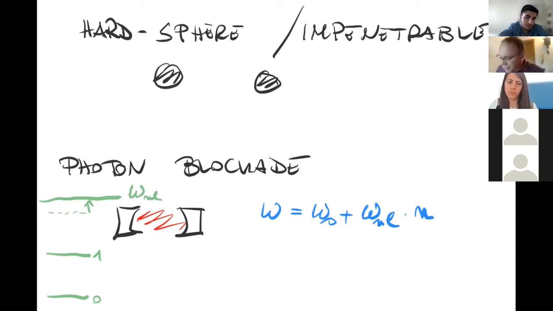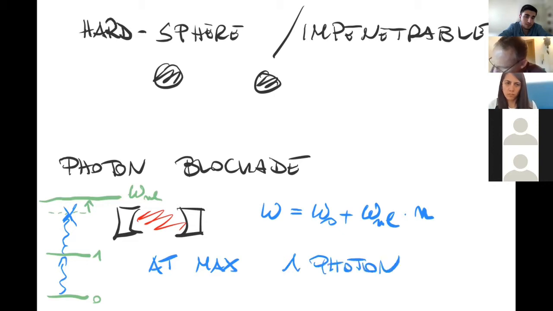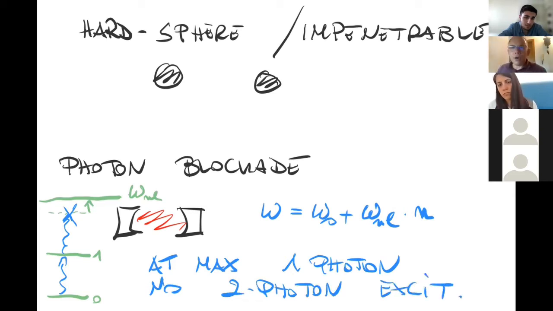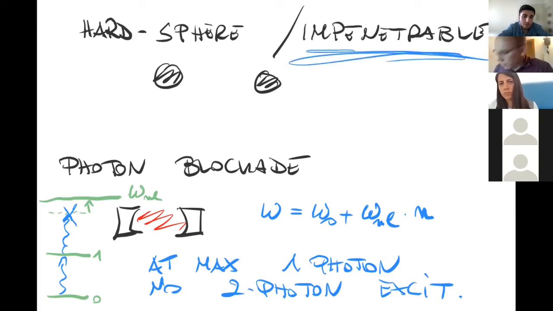So what happens if I shine a laser which has this frequency? The first photon can enter the cavity, but the second photon cannot, because this mode is out of resonance. So actually, this cavity can only contain at maximum one photon. So no two-photon excitation. Basically, this means that photons behave as impenetrable particles.